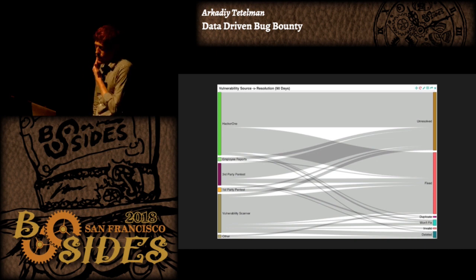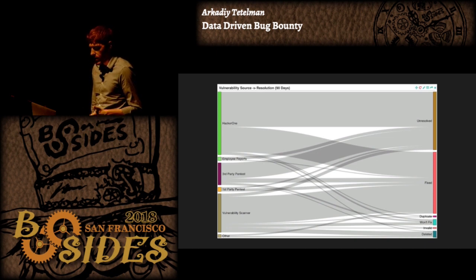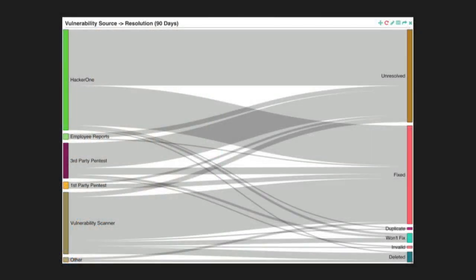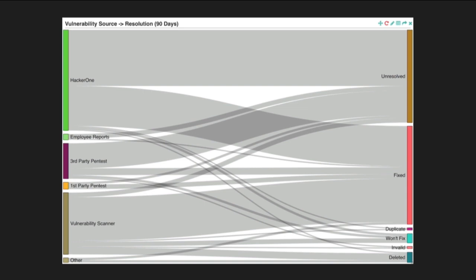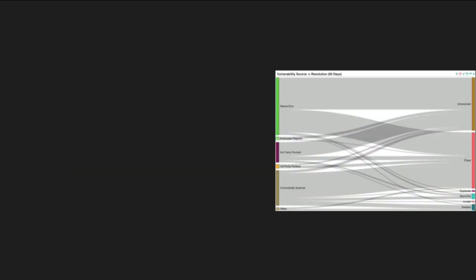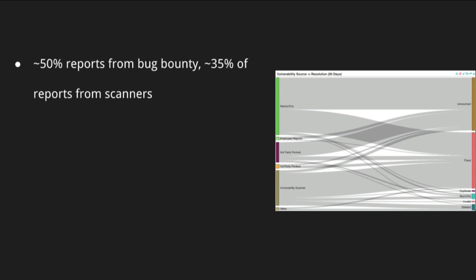Okay, this one, the left-hand side is vulnerability sources. So you're looking at things like HackerOne or pen tests or wherever the report came from. The right-hand side are resolution states, whether the vulnerability is fixed or not fixed, if it's a duplicate, if it's a won't fix, invalid, whatever. And this is data over the last 90 days. I just thought it was a really interesting graph. You'll see that for this particular data set, we had something like 50% of our incoming vulnerabilities came in through HackerOne, and then maybe 35% came in from automated scanners. After that were third and first party penetration tests, then employee reports usually come in last, although sometimes they can be the most valuable.